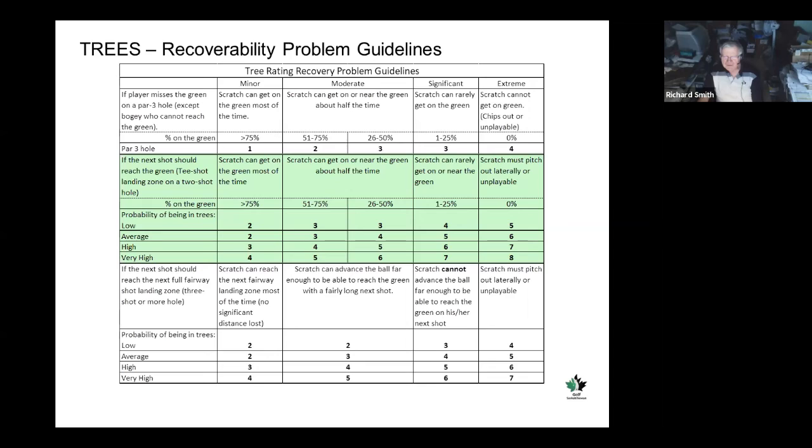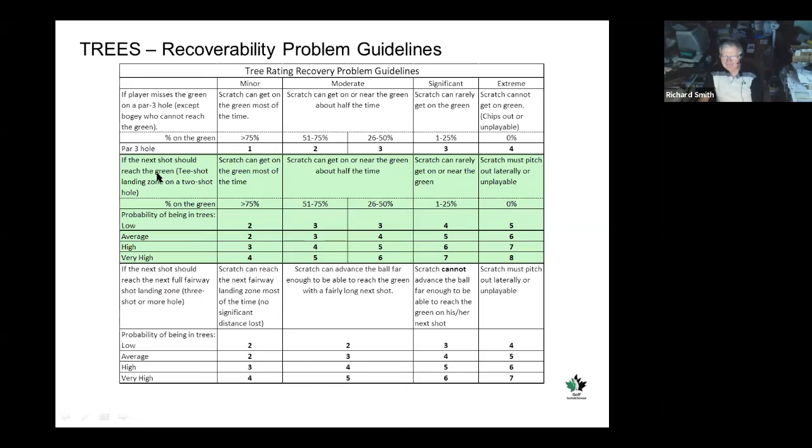So then you look here at an estimate of what percentage of the time you think the scratch could get on the green. More than 75, 51 to 75, 26 to 50, 1 to 25, or no chance at all. Then we could look at assigning from that par 3 values of 1 to 4, which is the range of table values for the one-shotter.